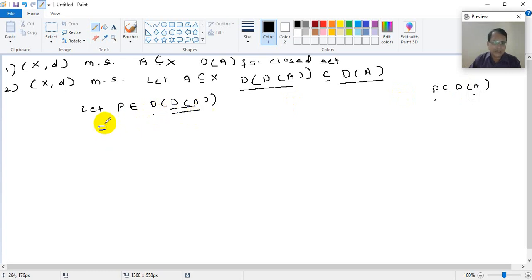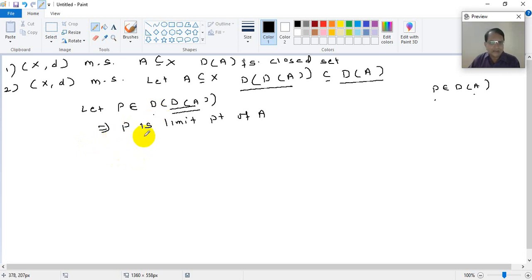So what does this imply? P is a limit point of DA, the limit point of D of A. Correct? But what did we just prove? Just now we have proved that if P is a limit point of the derived set of A, then P is a limit point of A. That is proved, right? Because what does it mean?